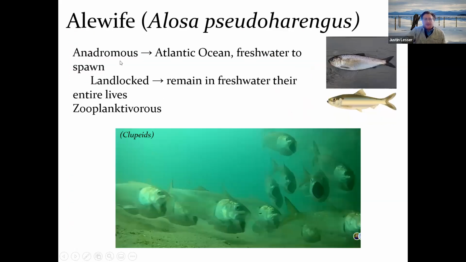So what is an alewife? Well, alewife are typically anadromous fish, meaning they live in the ocean, and they usually come into freshwater to spawn and then go back out. The ones in Lake Champlain and in lots of lakes around are landlocked, so they remain in freshwater their entire lives, and they don't need to return to the ocean. And so they're zooplanktivorous. So these aren't alewife down here. These are similar species, menhaden, and you can see them swimming along, eating the zooplankton off the bottom, with that filter feeding mouth. And it's a similar situation with alewives.